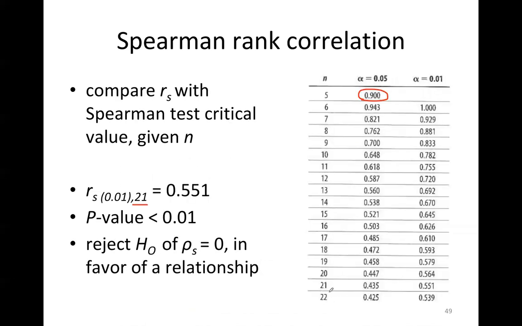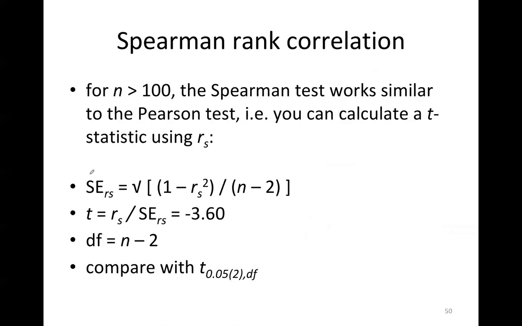So at 21, 0.78 is beyond this critical value. For alpha 0.05, it's also beyond this critical value. So we can comfortably say the p-value must be less than 0.01. We could, of course, also calculate it directly. So we can reject the null hypothesis in favor of a relationship. And if the sample size is large enough, then we can calculate the p-value using the t distribution. It works the same way.